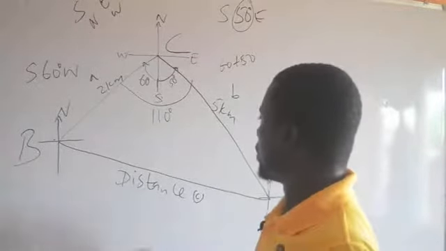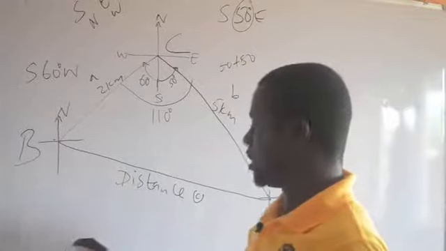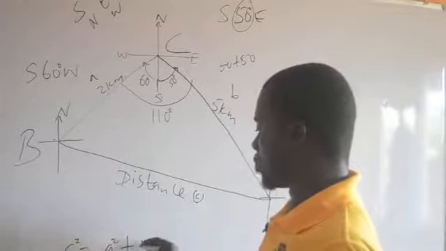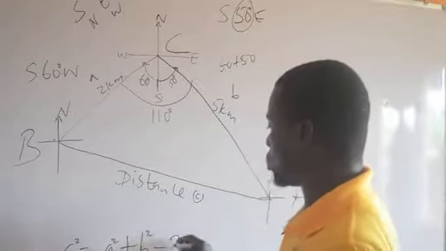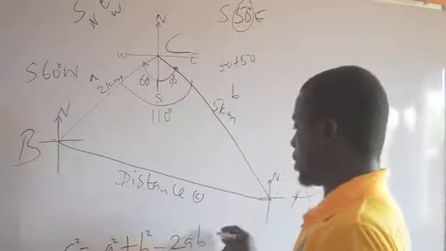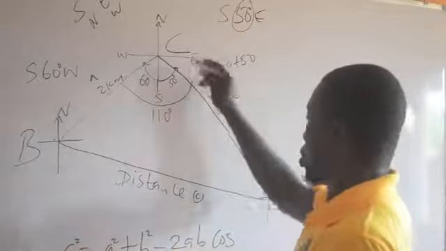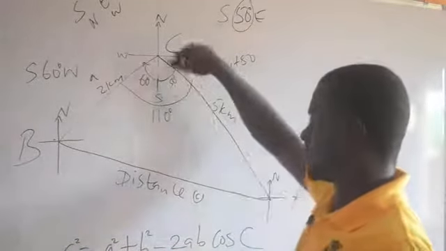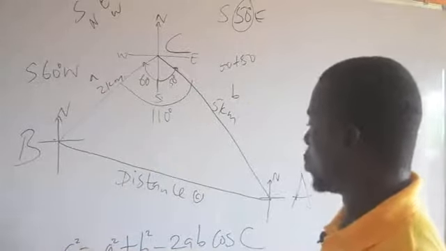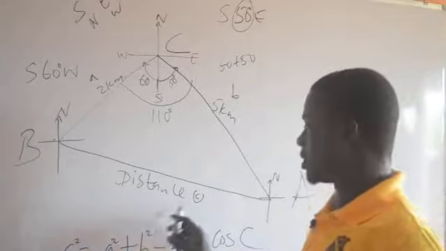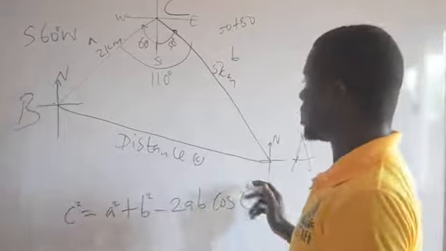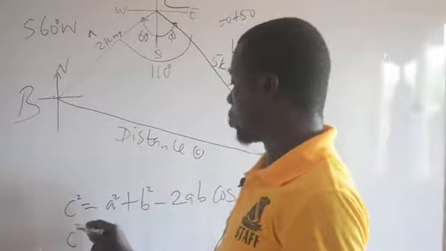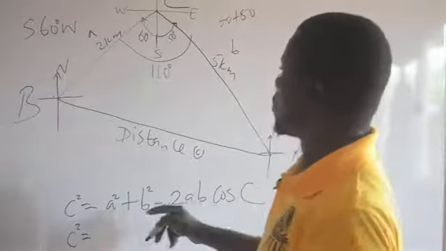So we have small letter c squared equals small letter a squared plus small letter b squared minus 2ab cos C. Alright, C is the angle here, this place. Are you with me? So small letter c is our distance. Capital letter C is the angle. So now say c squared equals, what is our a?